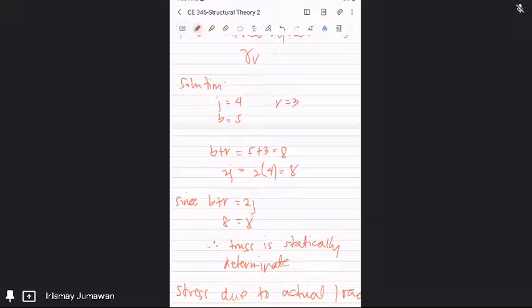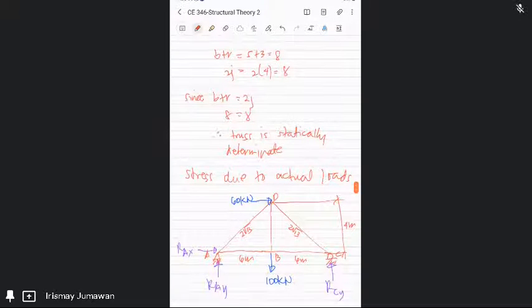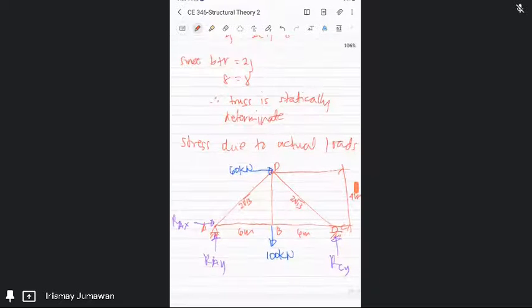Next is to compute the stress due to the actual load. The actual loads are 60 kilonewton and 100 kilonewton. Again, we need to determine the length of each member. Label the joints A, B, C, and so on. AB is 6 meters and BC is 6 meters. The height of the truss is 4 meters. We also need to compute the diagonal length, which is 2 square root of 13.